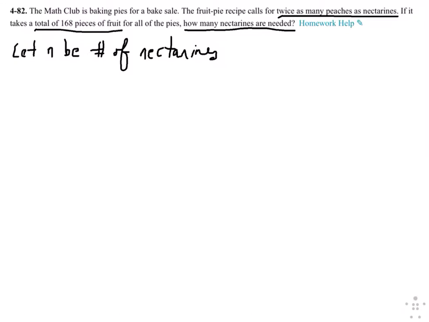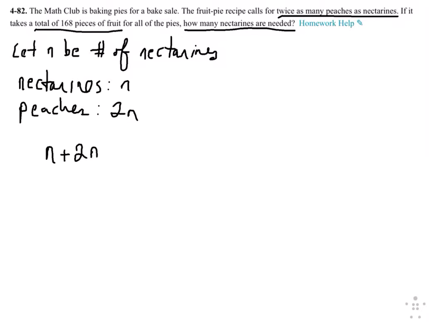right? And that's all we really need, right? So nectarines, I'm just going to write it out, is n, and peaches, it says twice as many peaches as nectarines, so that's 2n, right? So now our equation is n plus 2n equals 168, right?